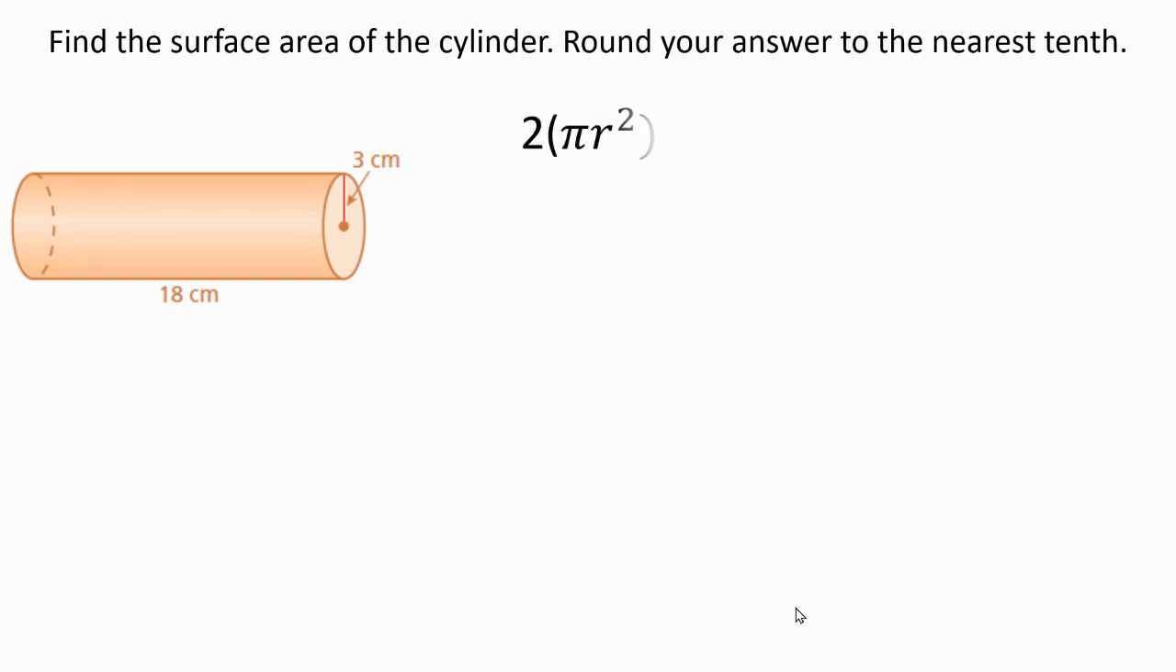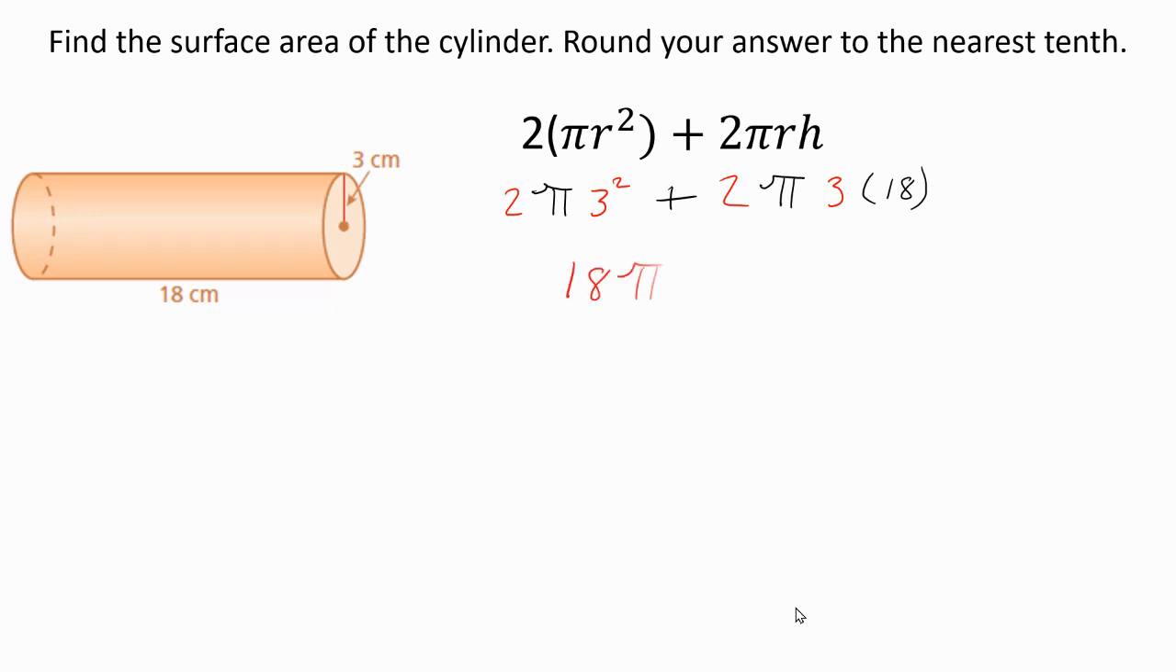On this one, remember the formula is 2 pi r squared plus 2 pi r h. The radius is the 3, and the h is the 18. So we plug those numbers in. On the left, 2 times 3 times 3, that's 18 pi. 2 times 3 times 18 is 108 pi. Then we will go ahead and add those together. And then times that by 3.14.